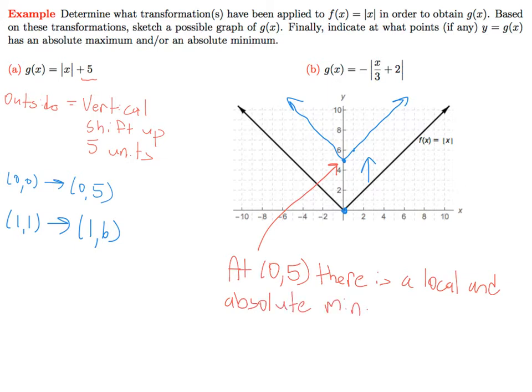And since the graph continues to go off to positive infinity in both directions, we have no absolute maximum, or for that matter, local maximum. And so what we see is that as x goes from minus infinity to 0, the function is decreasing, and as x goes from 0 to positive infinity, the graph is increasing. And now on the next slide, let's take a look at the example in part B.